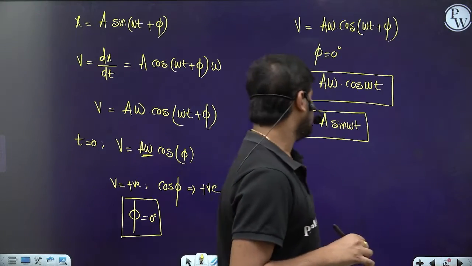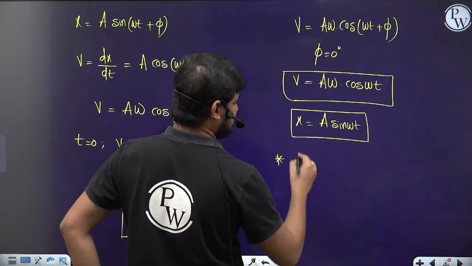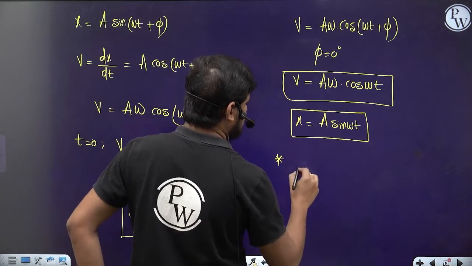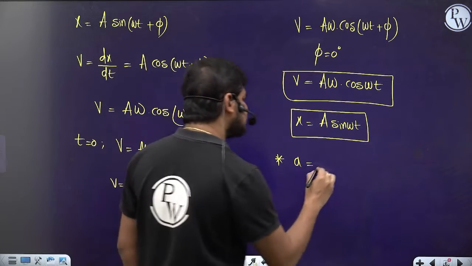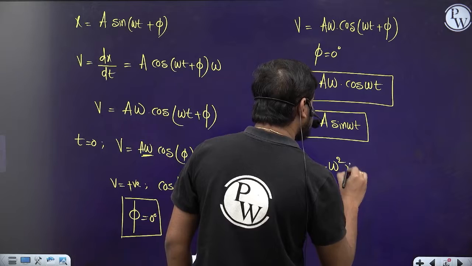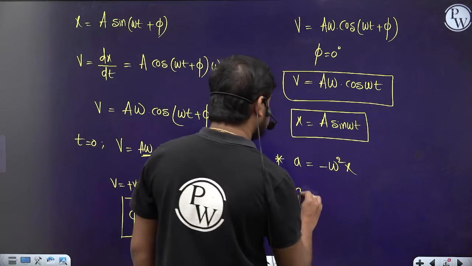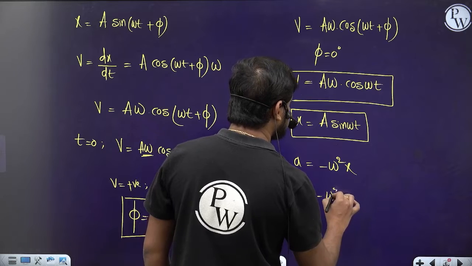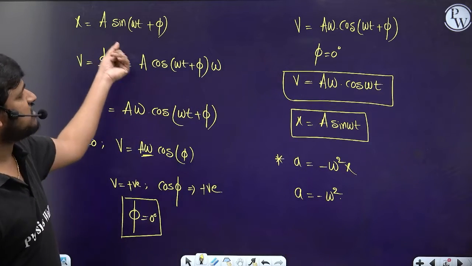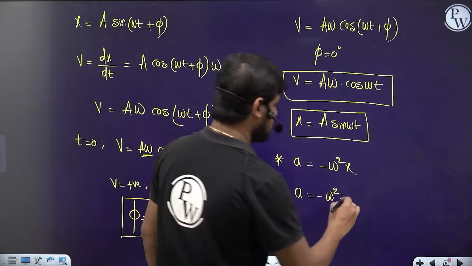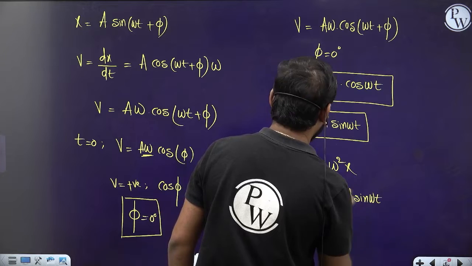Done? Chalo. Next, we have v, so then acceleration. You can do simply one thing. We know the acceleration formula: acceleration is equal to minus omega square x. What is the x here? The x is nothing but A sin(omega t). I'll substitute that here. That's it.